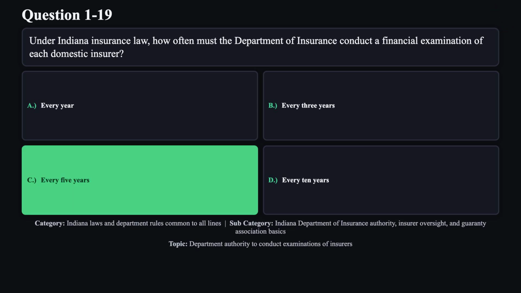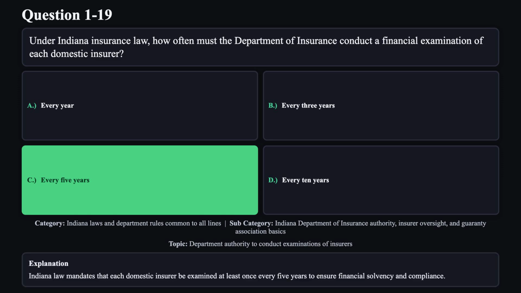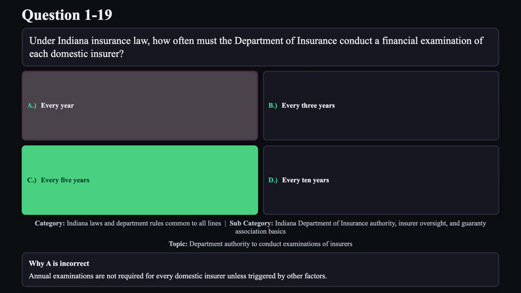The correct answer is C. Indiana law mandates that each domestic insurer be examined at least once every 5 years to ensure financial solvency and compliance. Reason A is not correct. Annual examinations are not required for every domestic insurer unless triggered by other factors.